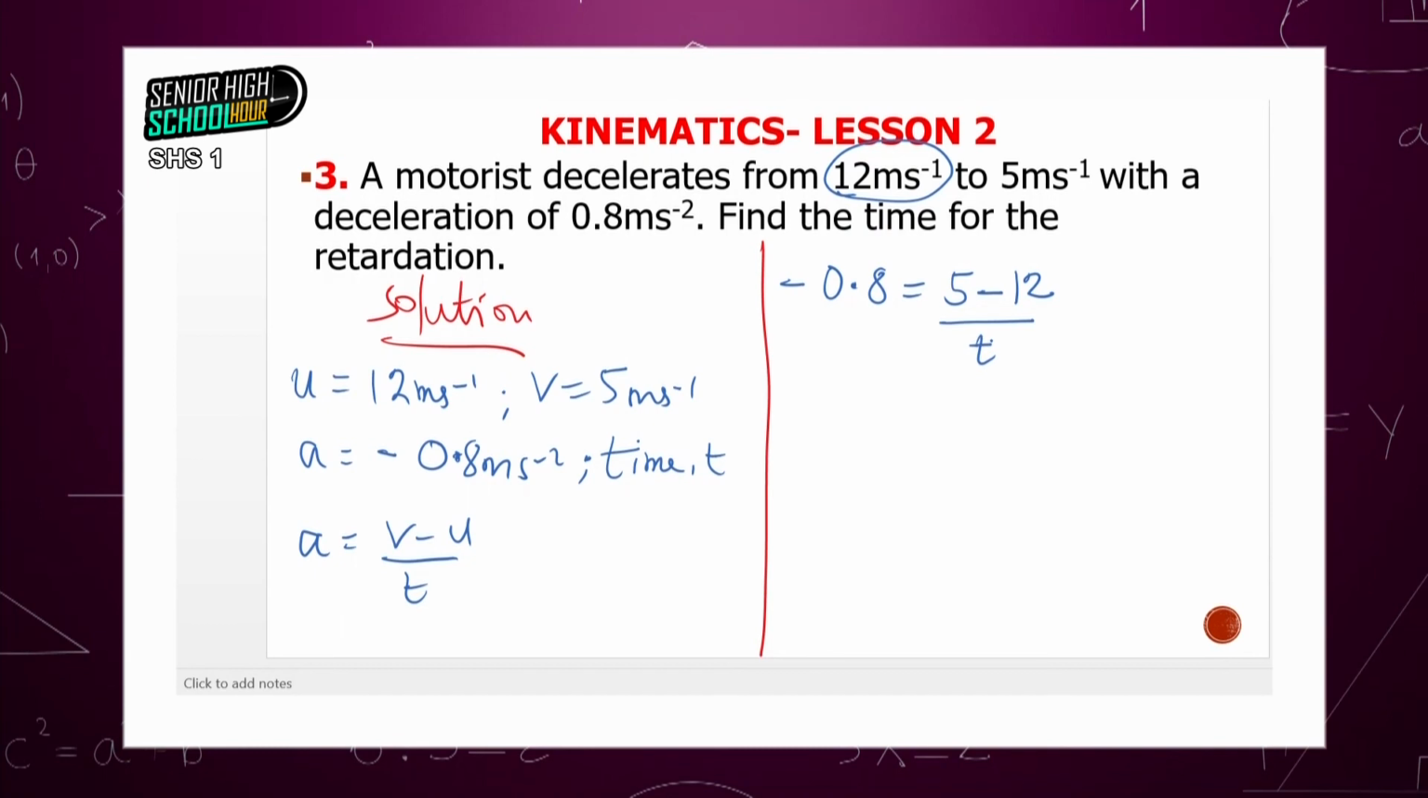If you just cross multiply, you're going to get minus 0.8t equals 5 minus 12. And 5 minus 12 gives us minus 7. So the negatives will cancel out, and you're going to get t, our time, being equal to 7 over 0.8. And 7 on 0.8 gives us 8.75. The unit will be seconds, because it is the time.